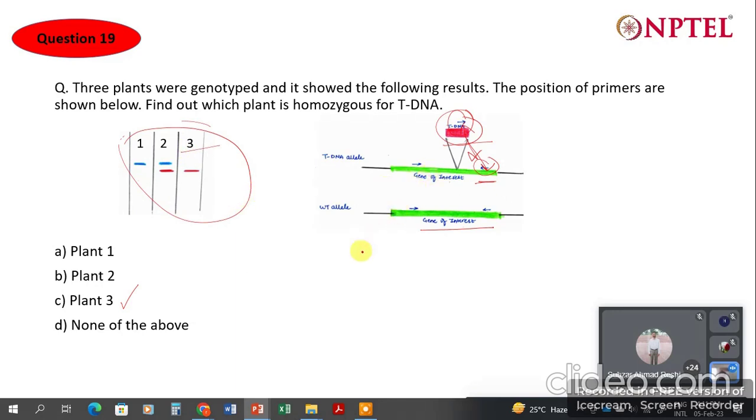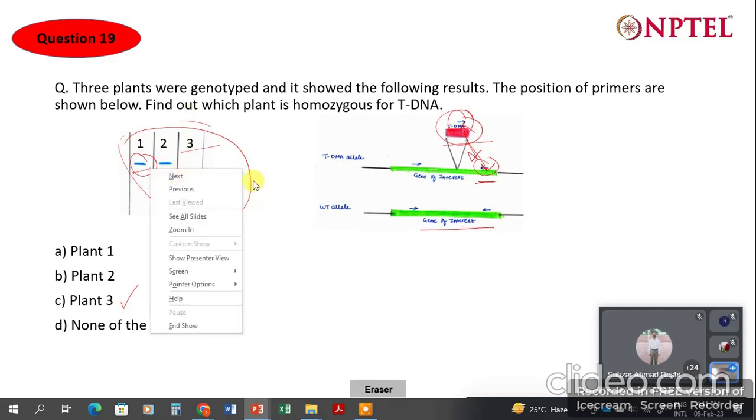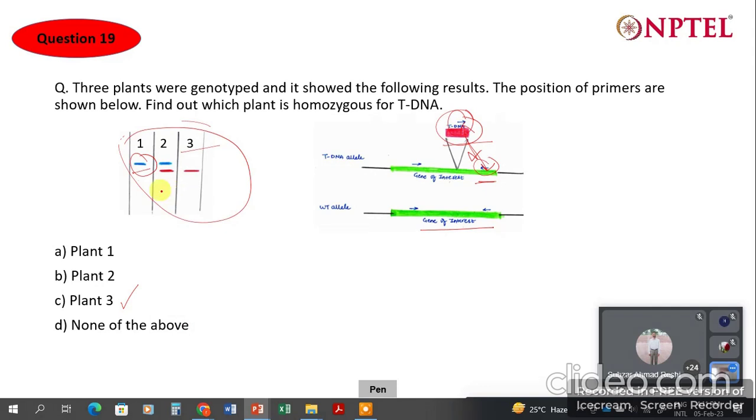And how did this come? As we can see in plant 1, there is a band observed above this small red band. If we see in this primer figure also, the primers for the wild type gene give us the blue band. So plant 1 doesn't have the tDNA allele.